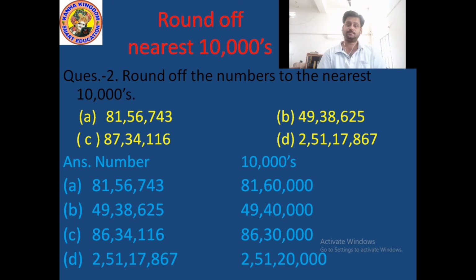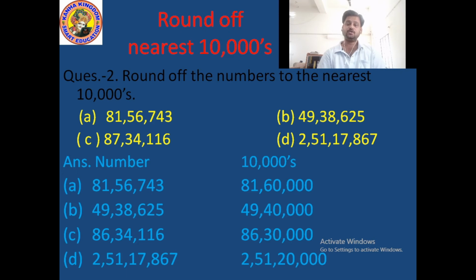So here the second rule applies. In the second rule, 6 is greater than 5. And when 6 is greater than 5, what do you have to do? You just convert the 1000 place, 100 place, tens place and ones place into 0. And you add one more number in the 10,000 place, because the 1000 place is greater than 5.